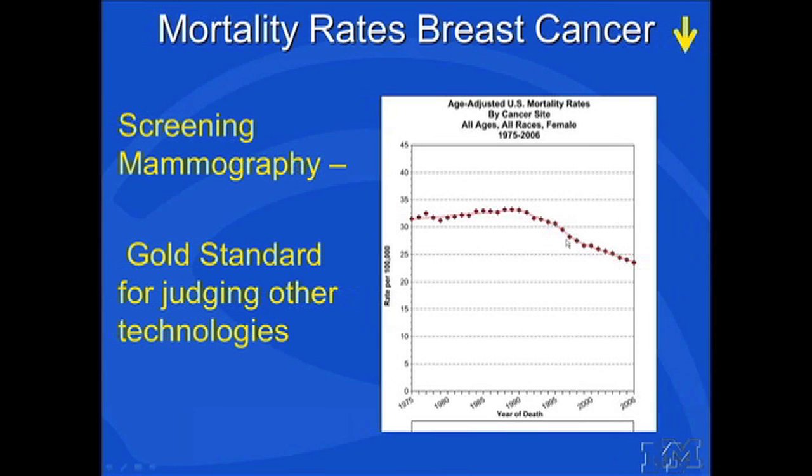We think a lot of this drop in mortality rate means that 30% fewer women every single year die from breast cancer as compared to the past, in the days of your mothers and aunties. And we believe that screening mammography has been around since the 70s, and it's really the gold standard for judging other technologies because there has been so much published on screening mammography.